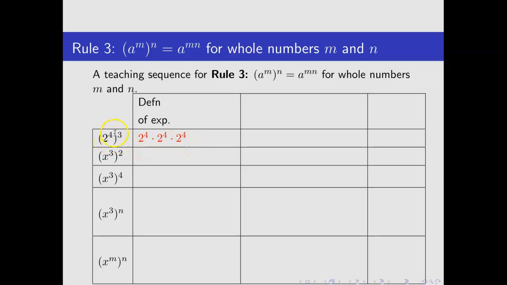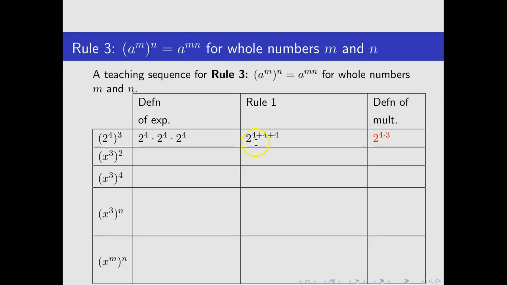So 2 to the 4th raised to the 3rd power is going to give us 2 to the 4th times 2 to the 4th times 2 to the 4th. That's from our definition of the exponent. And that's what we're going to have all the way through this first column. That is what we're using. Then, according to rule 1, when we're multiplying together with the same base, we add the exponents. So this will be 2 to the 4 plus 4 plus 4.